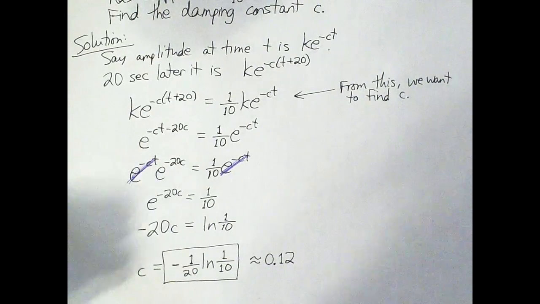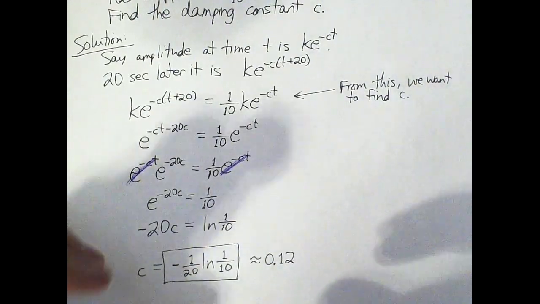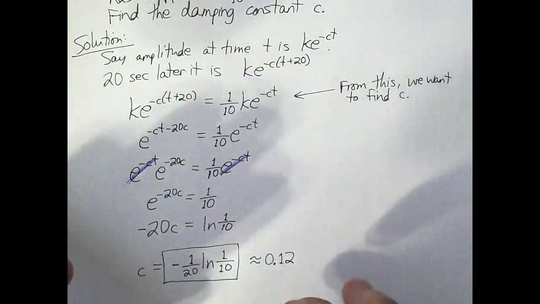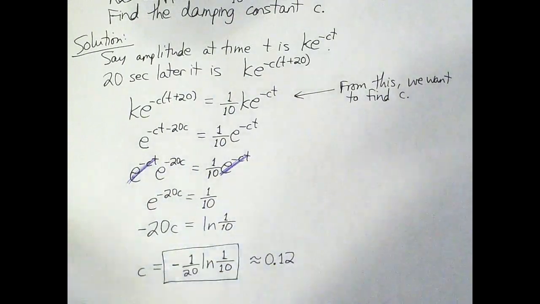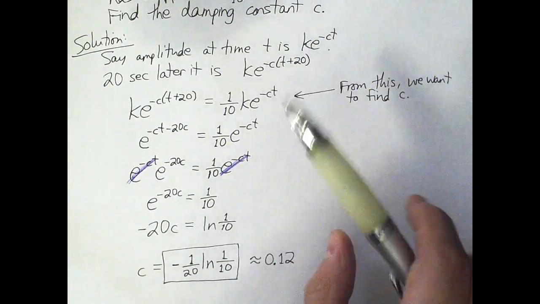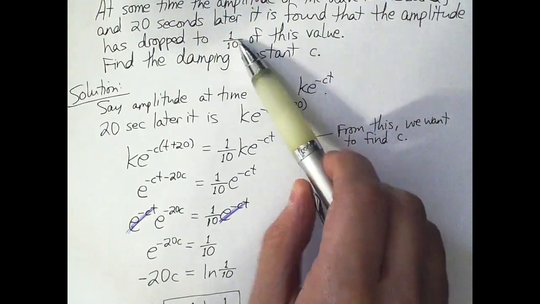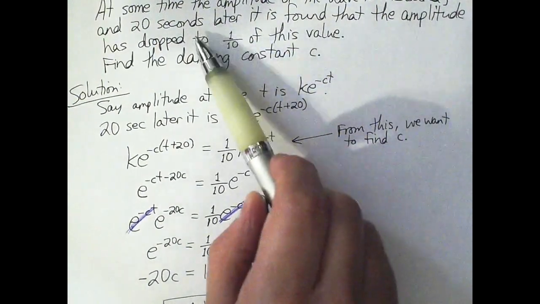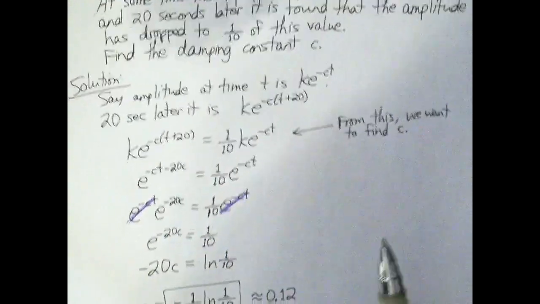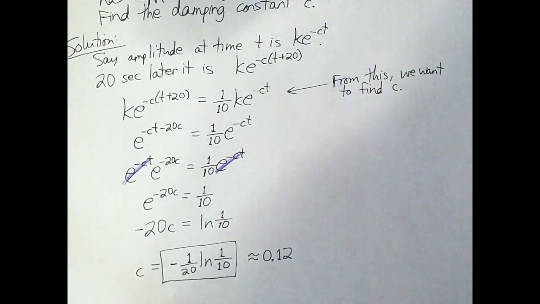This problem was about a stone being dropped in a pond. It caused water ripples. The water waves dissipate over time, right? The water goes up and down and up and down, but then it kind of settles over time. And after 20 seconds has passed, the amplitude has dramatically reduced to only 1/10 of what it was. And yeah, we have a damping constant.